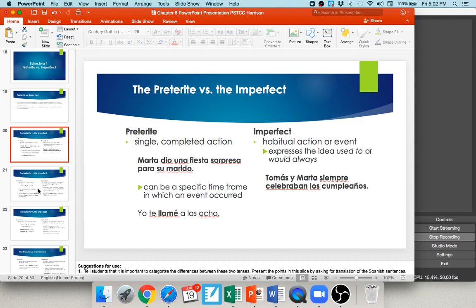Generally, the preterite is used for a specific time frame in which something occurred. Yo te llamé a las ocho. I called you at 8. 8 o'clock is a very specific time. It's when I called you.